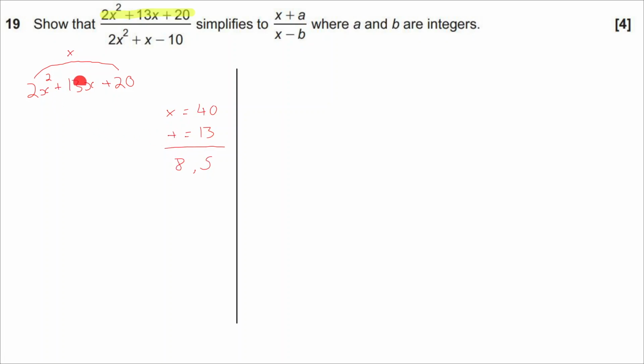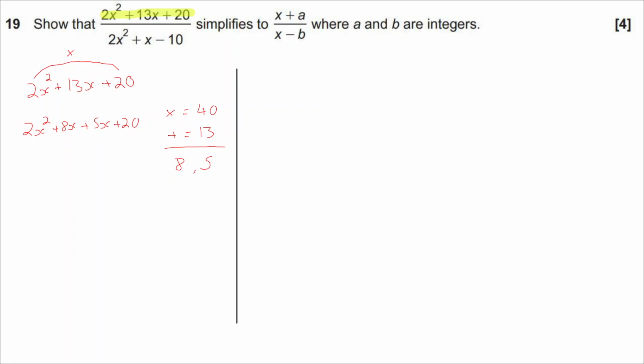So I'm going to split the 13x up into this: 2x squared plus 8x plus 5x, and then plus that 20 on the end. I wrote the 8 first because I know I can take out a 2 from 2 and 8. So 13x I've just split up into 8x plus 5x. These mean exactly the same thing, just broken up.